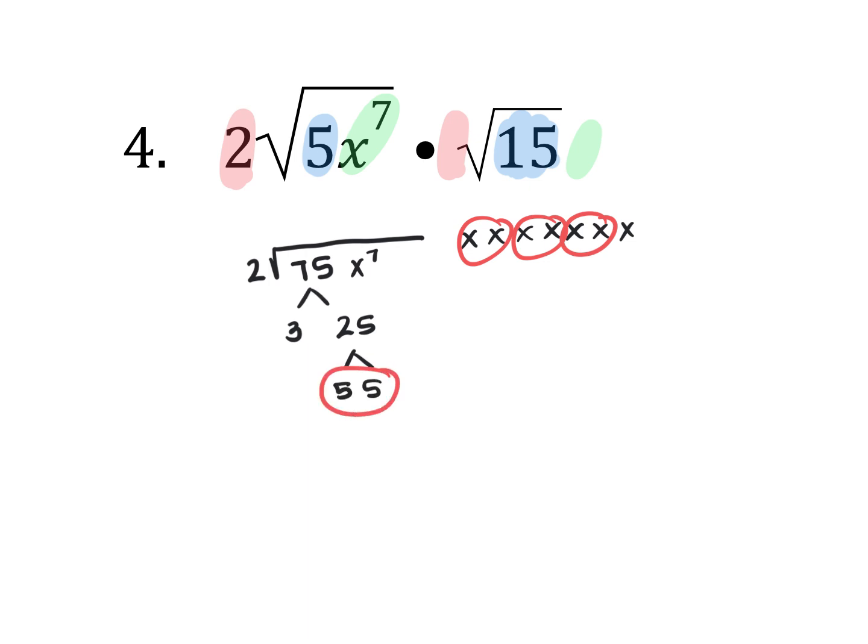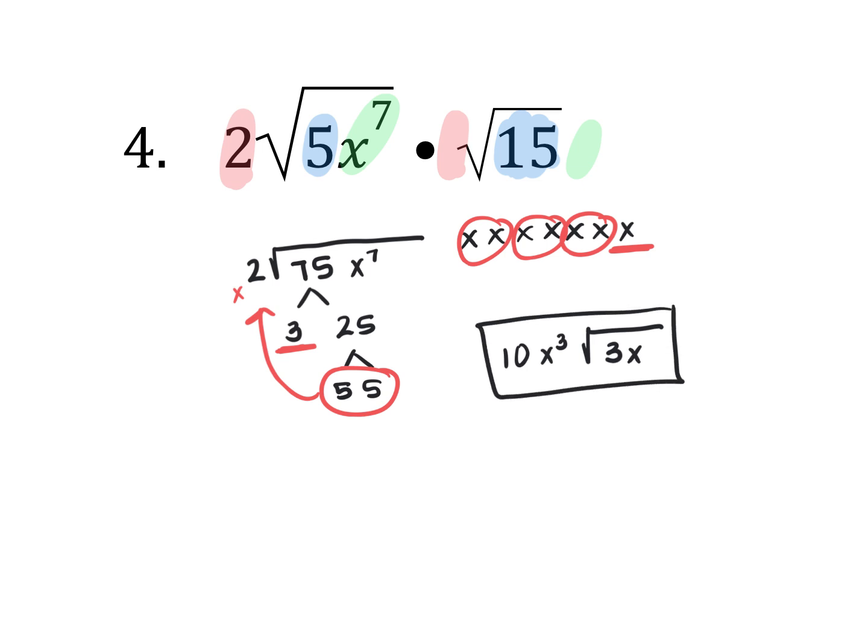Now I'm going to circle this pair. Okay, so that pair of 5s is coming out as 1 5, and we're going to multiply it by that 2. So 2 times 5 is 10. So on the outside I have a 10. I have 3 pairs of x's, so I'm going to say x to the 3rd. And I'm going to use my radical. Look for any prime numbers that are left over. I have a 3. There's nothing else that I would multiply it with, so that's just going to stay a 3. And then I also have this x, so that's going to stay an x. Just like that. So that's number 4.